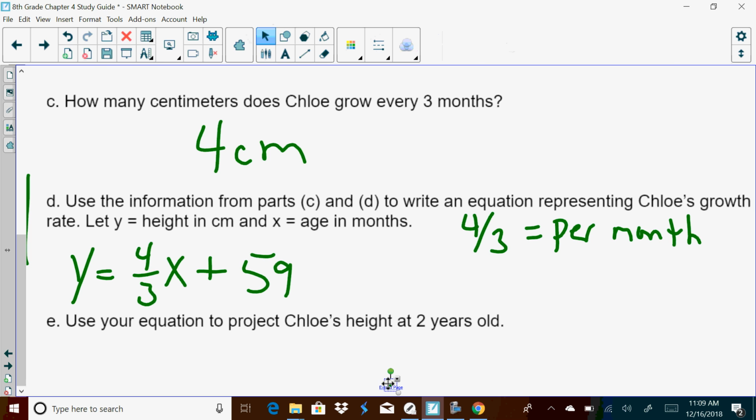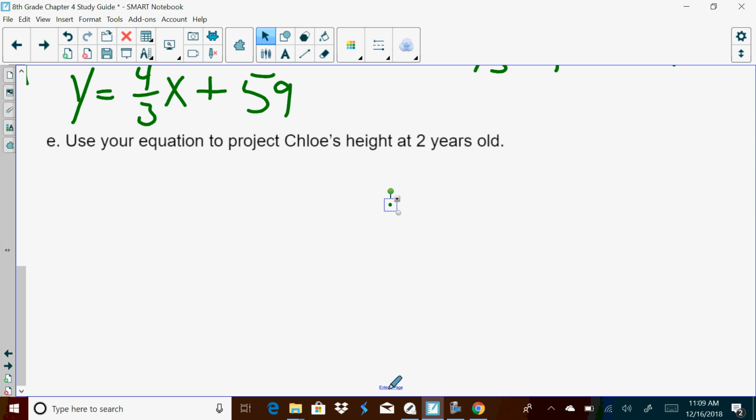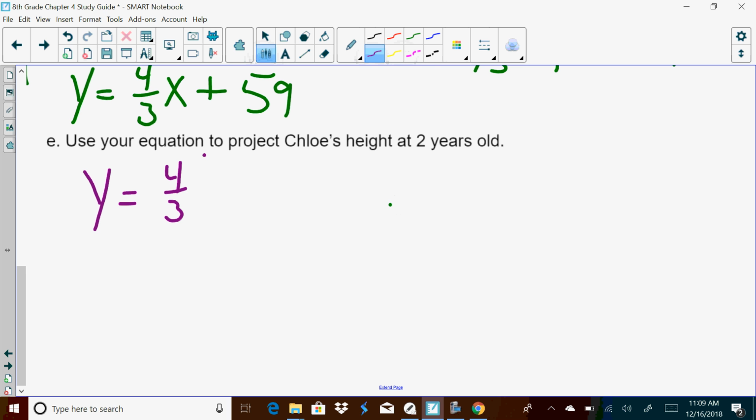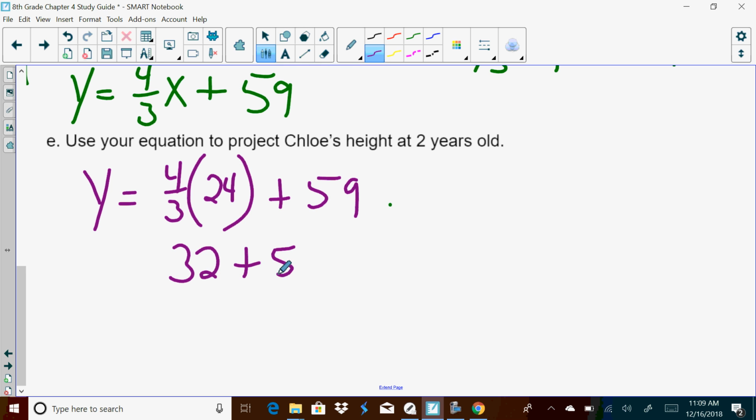Then it says use your equation to project her height at 2 years old. So we would just plug it straight into the equation. So y equals 4 over 3 times 24, which is the number of months old she'd be in 2 years, plus 59. So if I put that in my calculator, I end up getting that it's 32 centimeters plus 59. So she would be 91 centimeters tall.